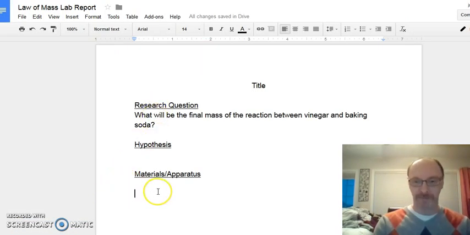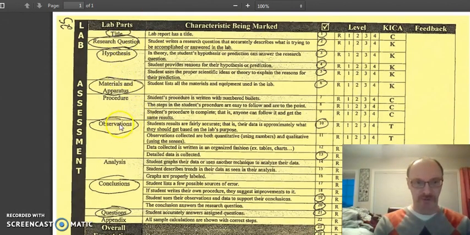Then the next section you want to write in your lab report is the observation section. According to this, observations: students' results are fairly accurate. That is, their data is approximately what they should get based on the lab's purpose. So essentially I'm going to evaluate you partially on how well you did the experiment. Did you get results that you should get? The more descriptive and detailed you are in your observations, the more you're able to prove that you did actually get the results that you should get in the experiment.